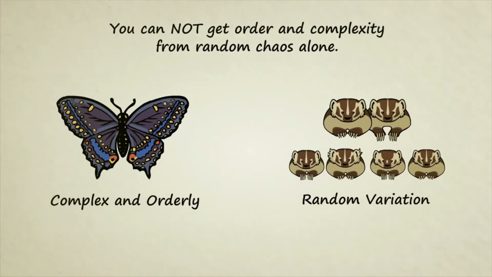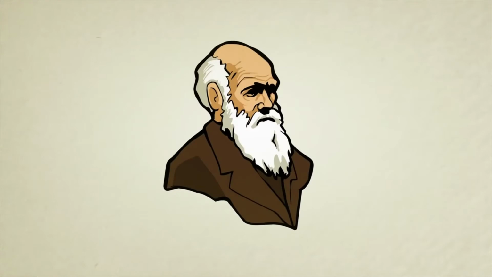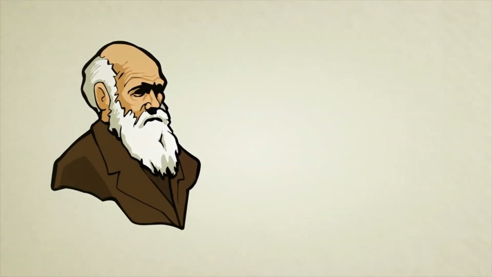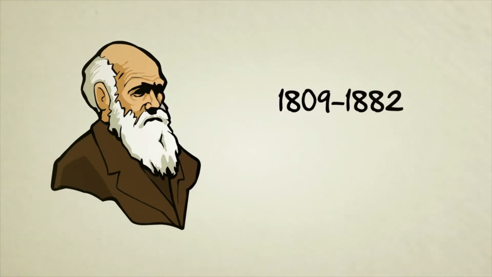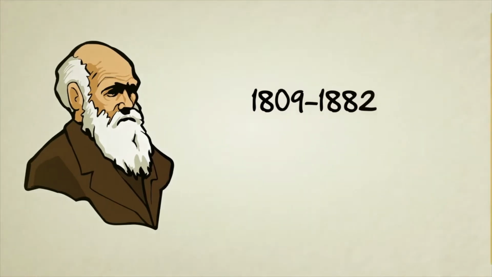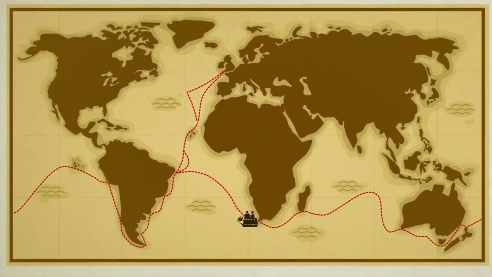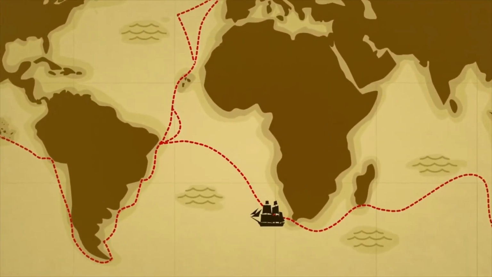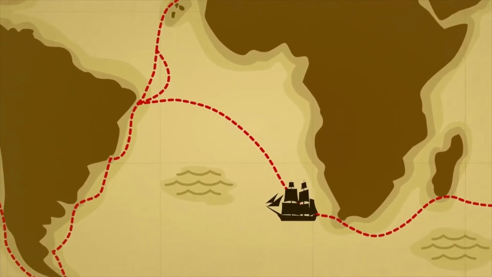All through history, no one could explain how complex life arose from simple life through random variation until Charles Darwin discovered natural selection. Charles Darwin, who lived from 1809 to 1882, was a naturalist, someone who studies nature. At the start of his career, he traveled the world by ship, collecting and documenting plants and animals.